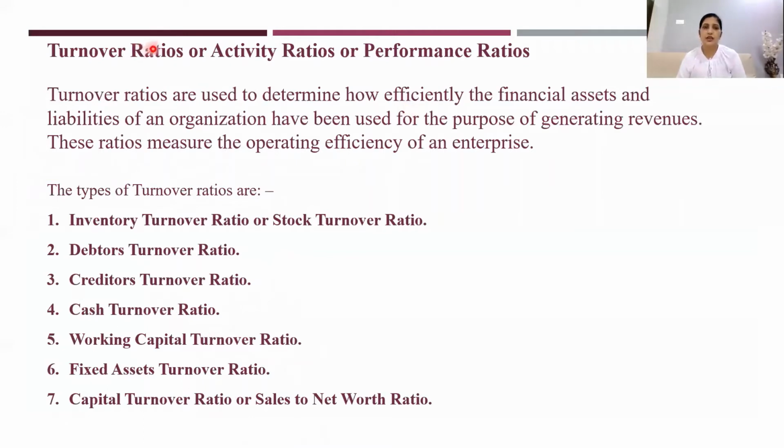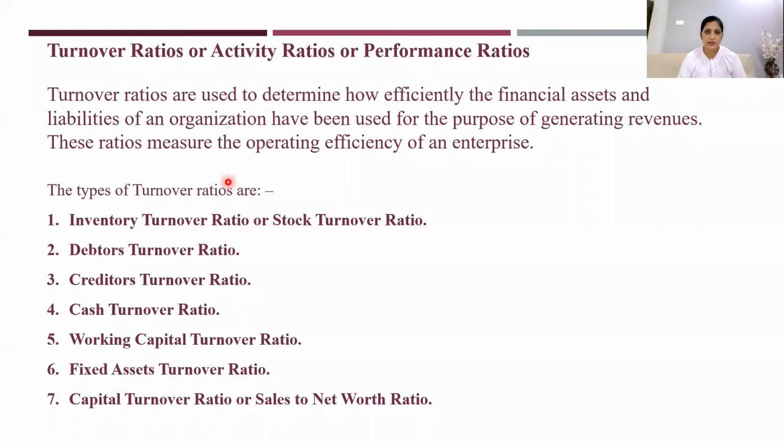Turnover ratios are also called activity ratios or performance ratios. Turnover ratios are used to determine how efficiently the financial assets and liabilities of an organization have been used for the purpose of generating revenues. These ratios measure the operating efficiency of an enterprise.